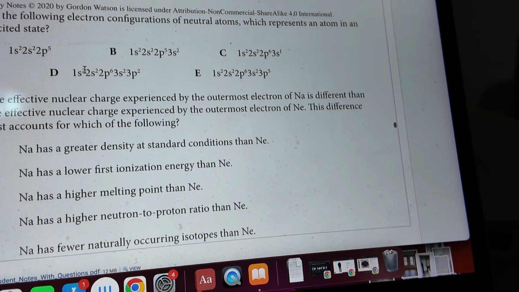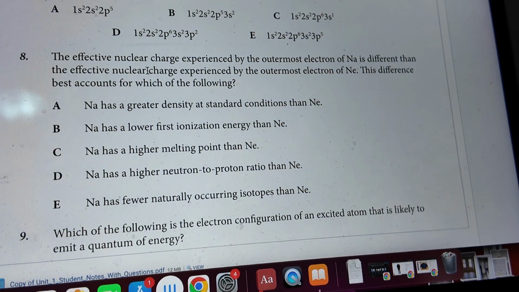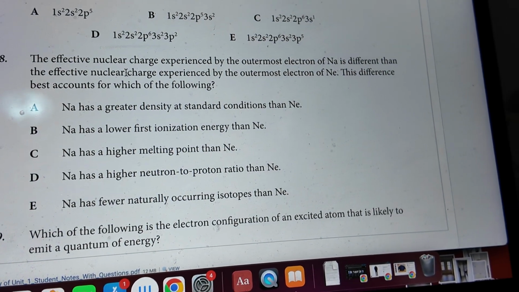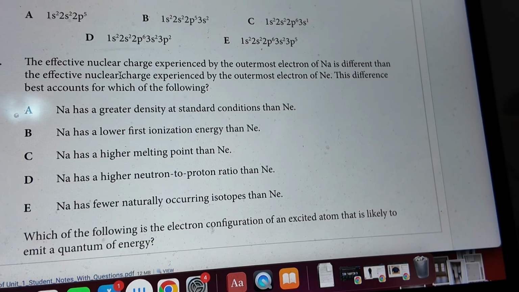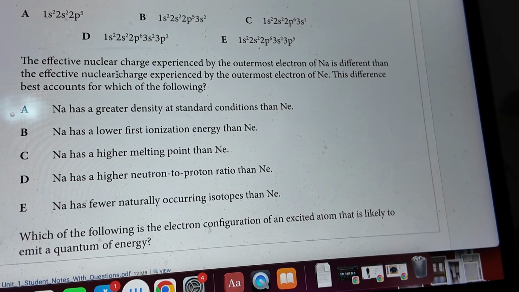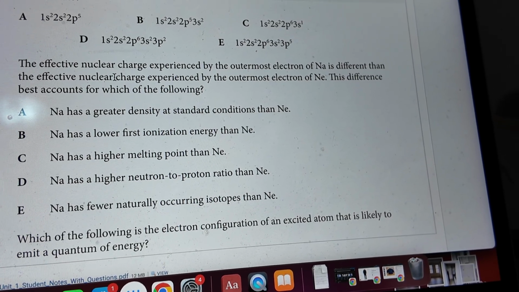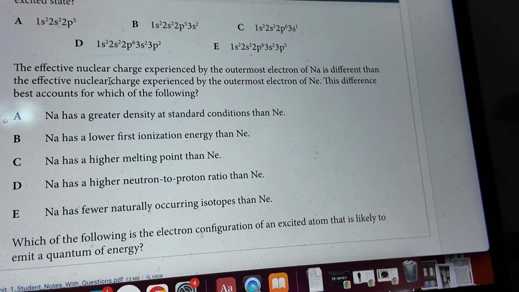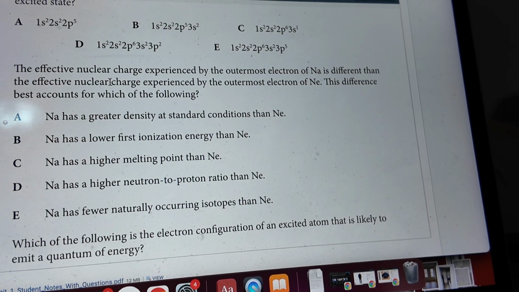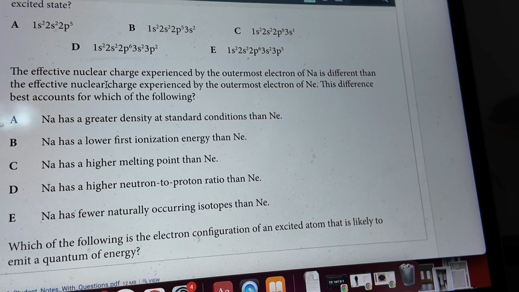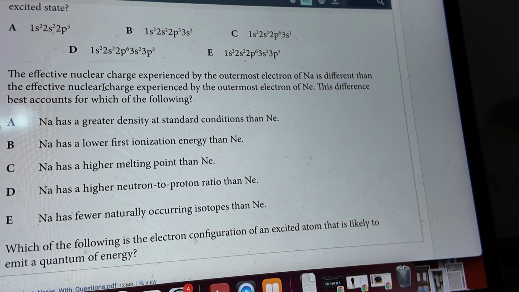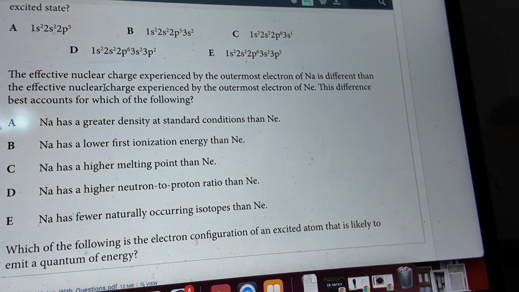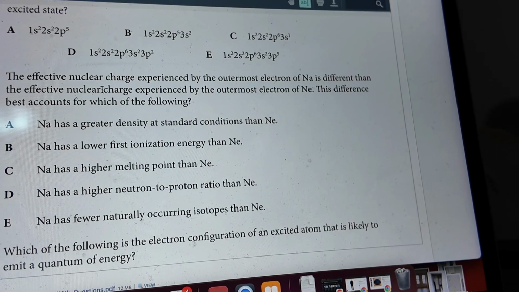Okay, question number 8. A lot of people had concerns and questions about question number 8. So question number 8 says, the effective nuclear charge experienced by the outermost electron of sodium is different than the effective nuclear charge experienced by the outermost electron of neon. This difference best accounts for which of the following?